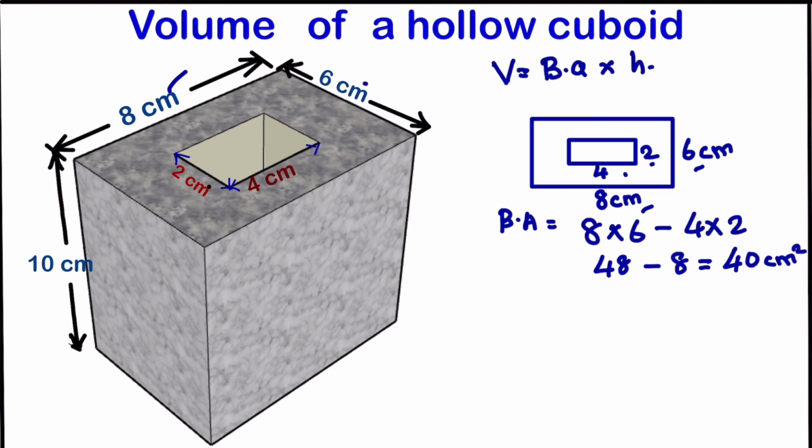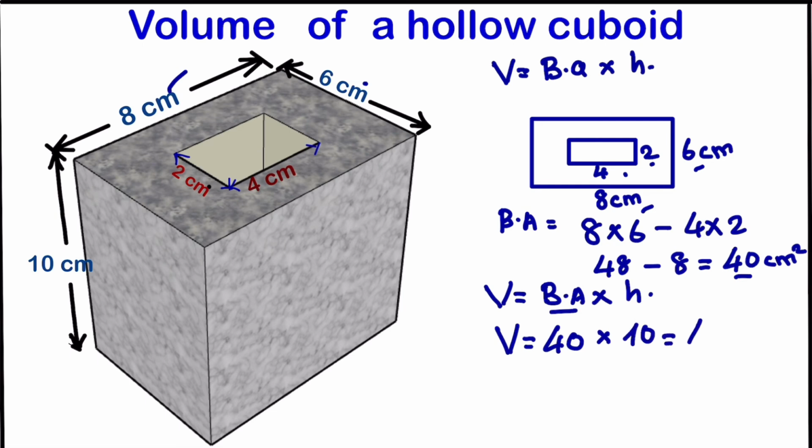So to calculate our volume, we said that the volume is equal to the base area times the height. So now we know the base area, which is 40. So we are going to have volume equal to 40 times the height. So the height of this hollow cuboid is 10. So times 10. If we multiply it, we are going to have 400 centimeter cube. So that's it. So this is the first method.